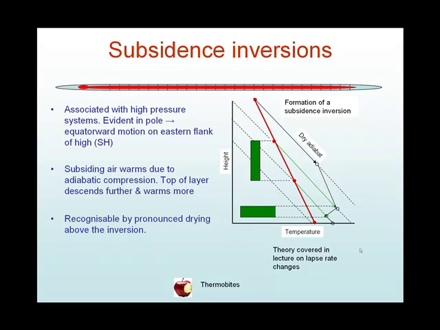Subsidence inversions are associated with high pressure systems because in the southern hemisphere on the eastern flank there's significant pole to equatorward motion, and that's associated with subsidence. As well as the pronounced warming, there's also a pronounced drying because as the air subsides it advects down drier air from further up in the atmosphere.